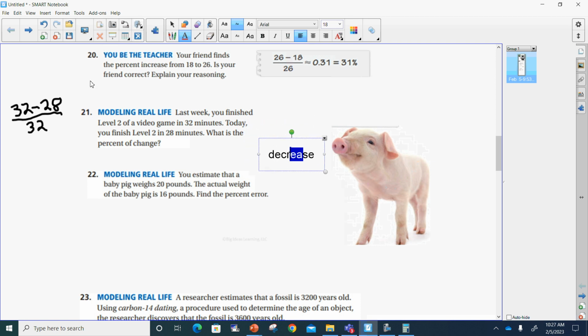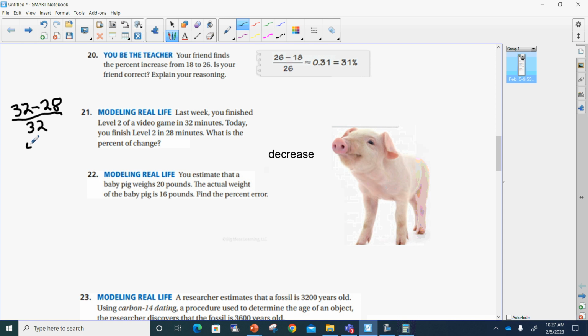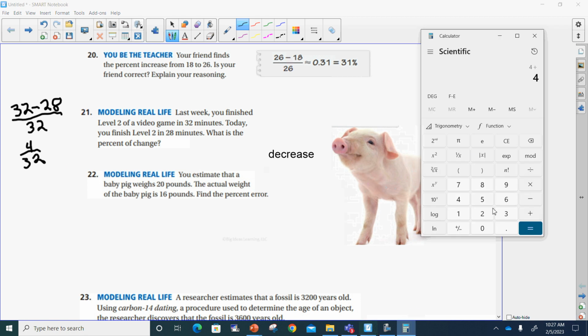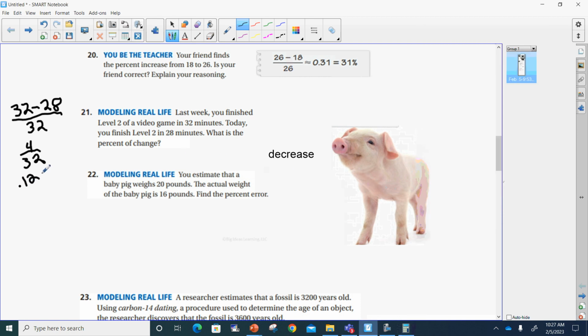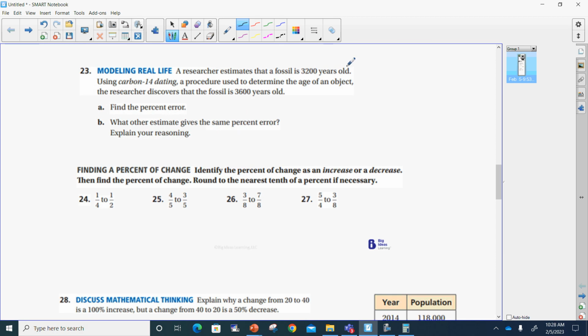Now let's figure out the problem here. 32 minus 28 should be 4, I believe. Yep. And then we're going to divide that by 32. So now we have 4 over 32, and we divide 4 by 32. That gives me 0.125. Now to turn it to a percent, we have to move the decimal place 2 spots. That becomes 12.5. So what is the percent of change? A 12.5% decrease.